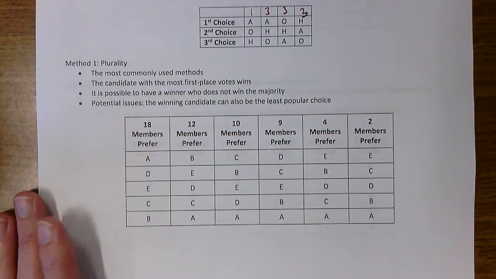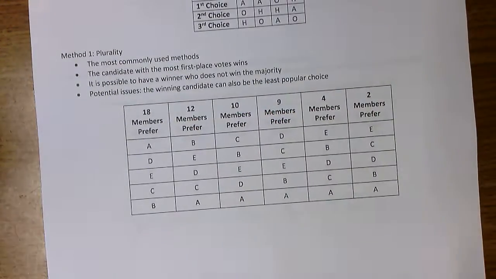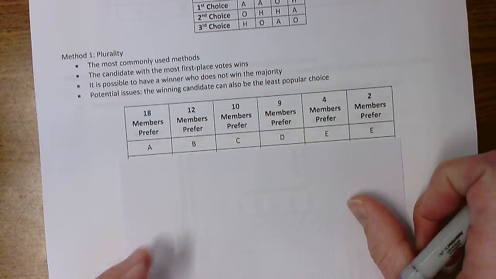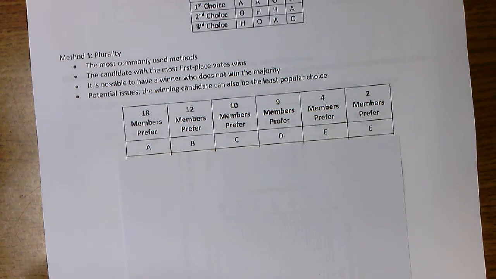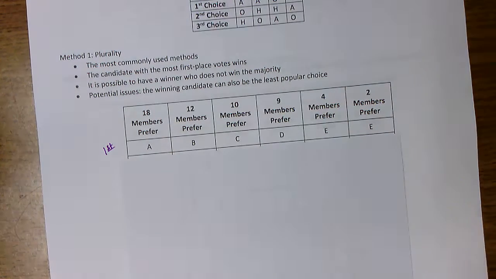So the first method is called plurality. That is the most commonly used method of voting, and that's what you're most familiar with. Whoever gets the most first place votes wins. So when you look at a plurality vote, essentially what you do is you ignore everything in this table except the top row. Okay, so people looked at this, right? This was their first choice. So that would be the only thing that you get to vote for is who's your first choice.